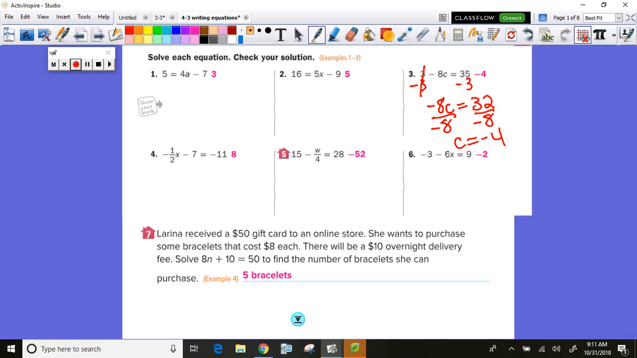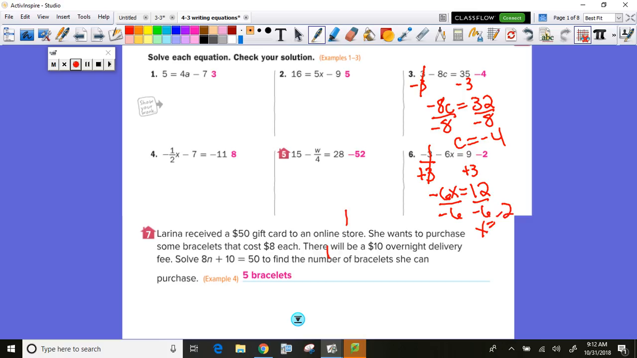Again, a similar example to that is number 6, where this is minus 3. So the opposite of minus 3 is to add 3. Negative 3 plus 3 is 0, so that leaves me with negative 6x equals 12. Divide both sides by negative 6, and x equals negative 2.